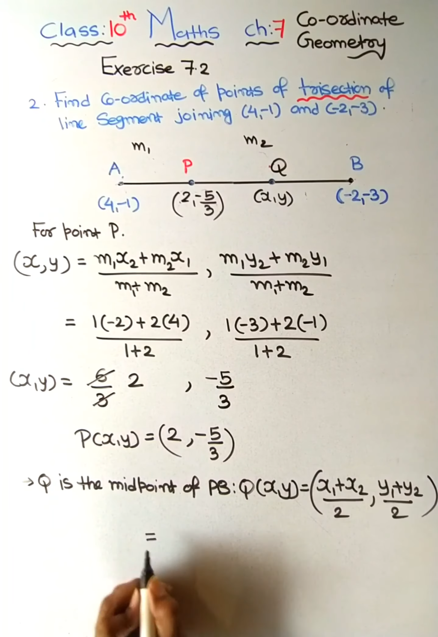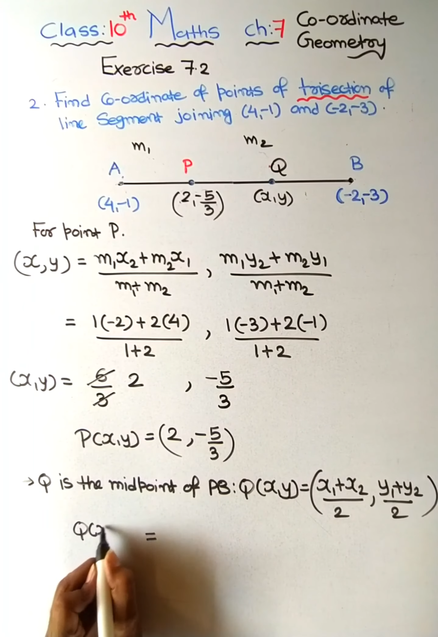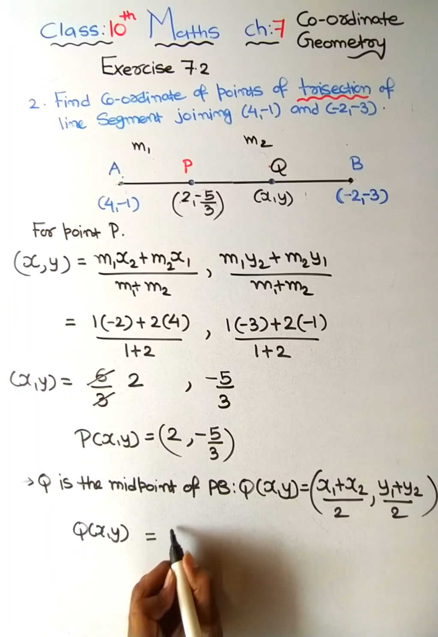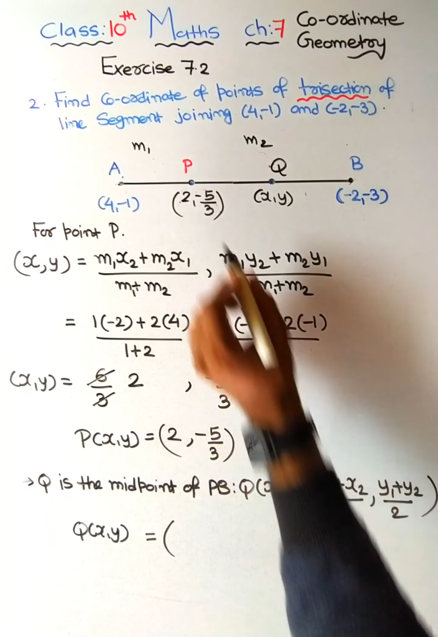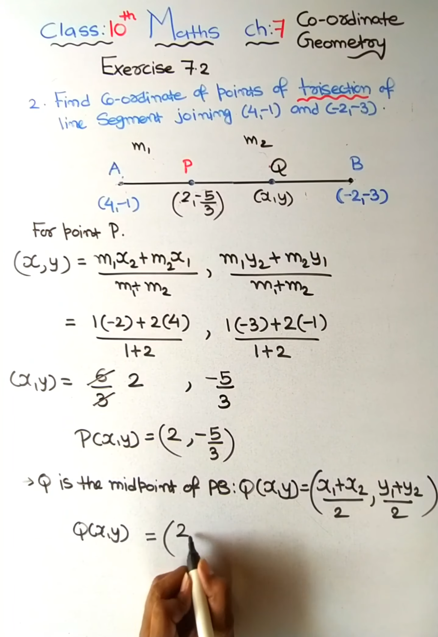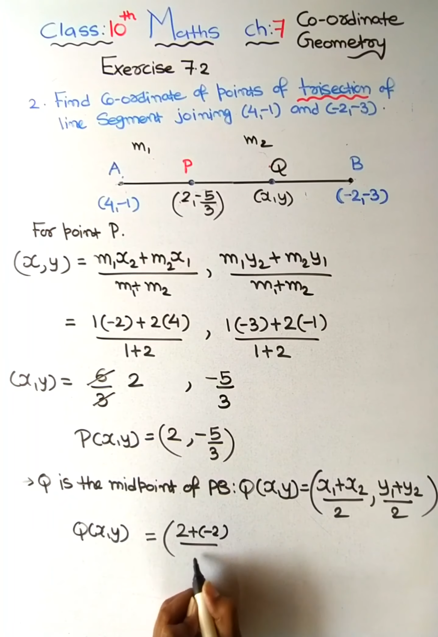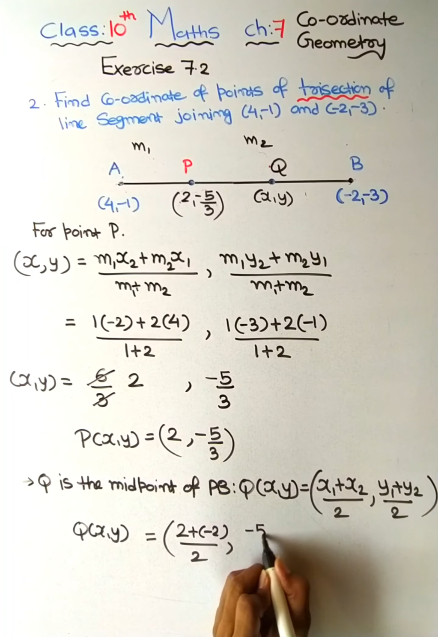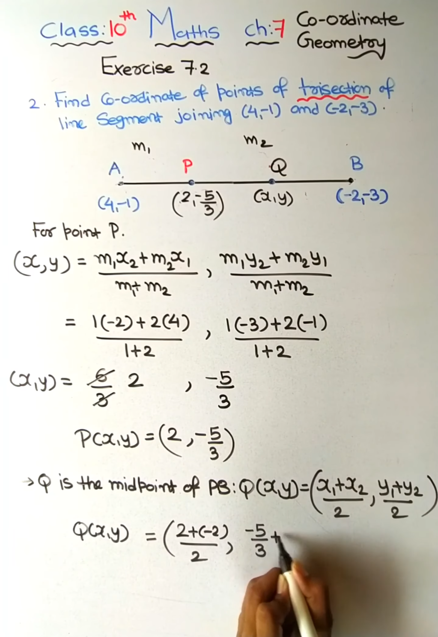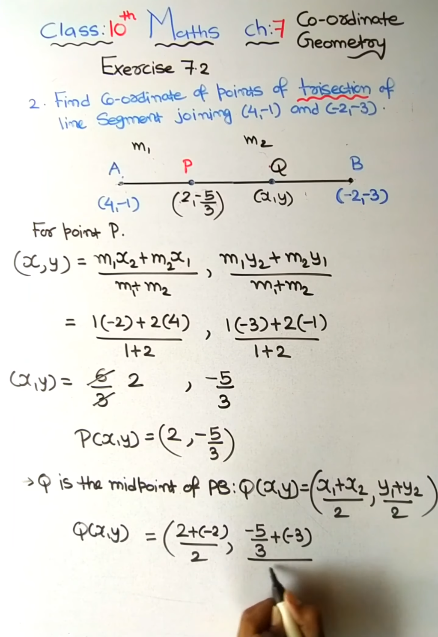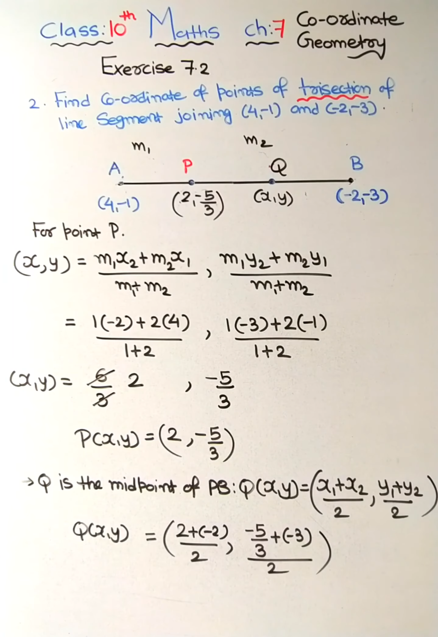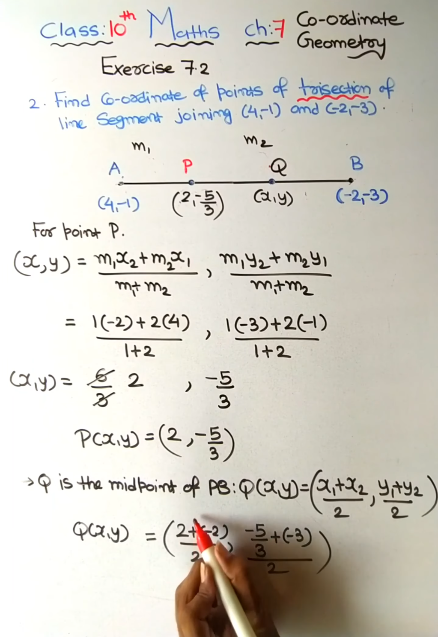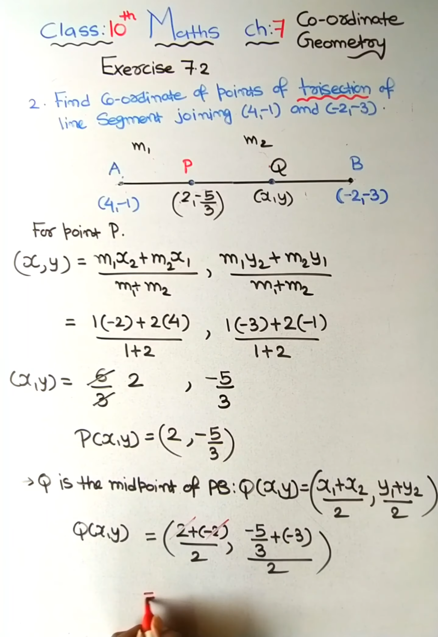So let us see how it is. Q x, y over here: x1 plus x2 is 2 plus minus 2 upon 2, and hence we have minus 5 by 3 plus minus 3 upon 2. Now here you see a lot of things are going on. For example, this 2 and 2 will be cancelled. So our final value for the x coordinate is 0.